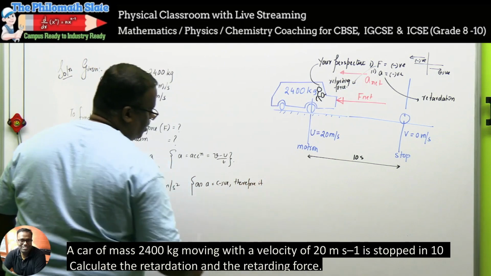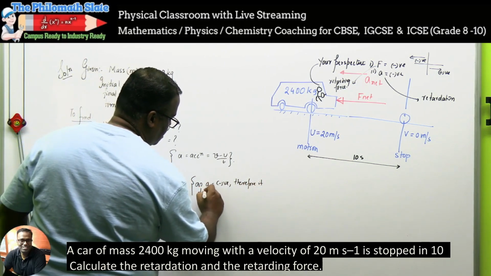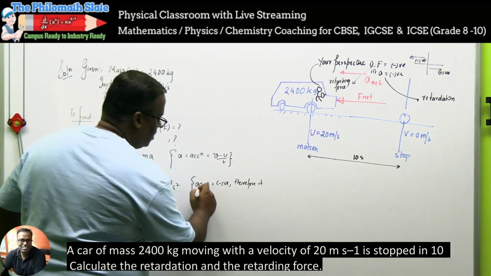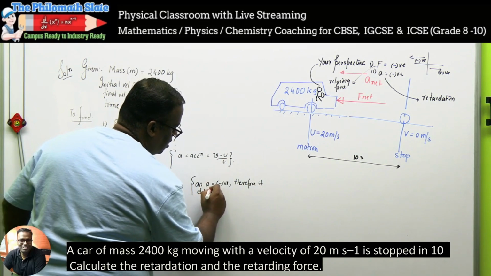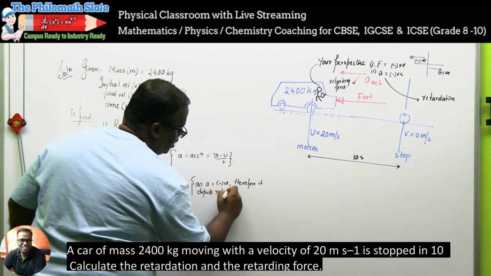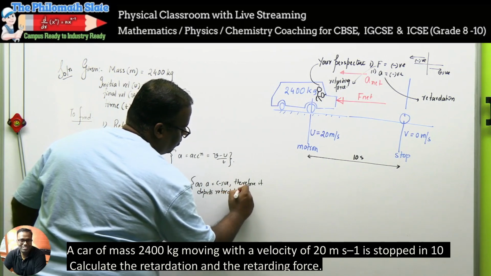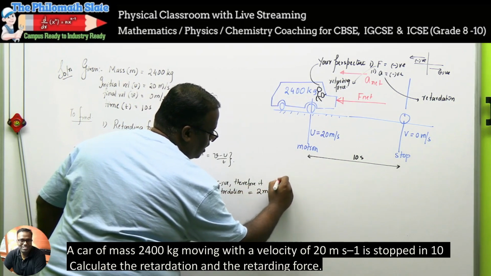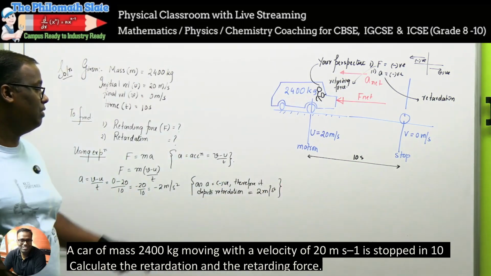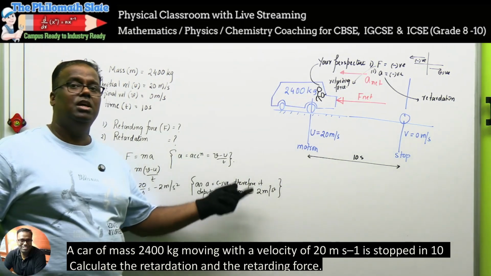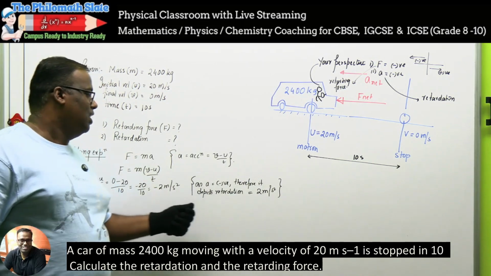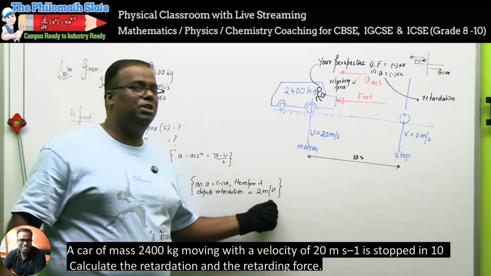it depicts retardation, which is equal to 2 meters per second square. Now don't write retardation as negative. Acceleration negative means it is retardation. Retardation is the English word for negative acceleration. So when you say retardation, you will say 2 meter per second square.